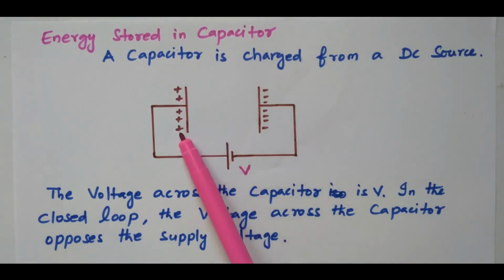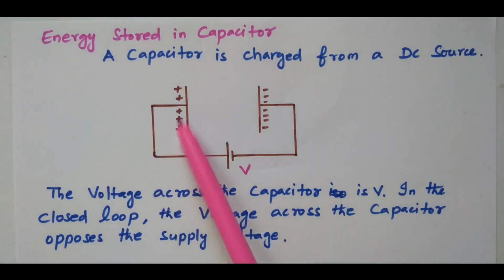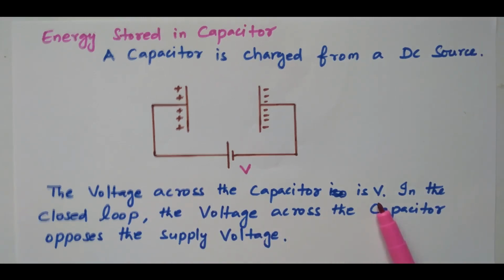On one plate positive charge is available, on the other plate negative charge is available. The voltage is applied between the two plates. What will happen? The voltage across the capacitor is V. The voltage will be developed.